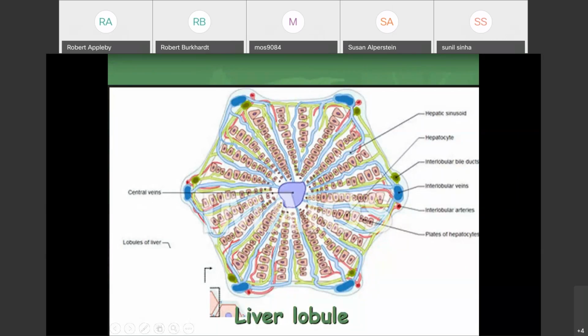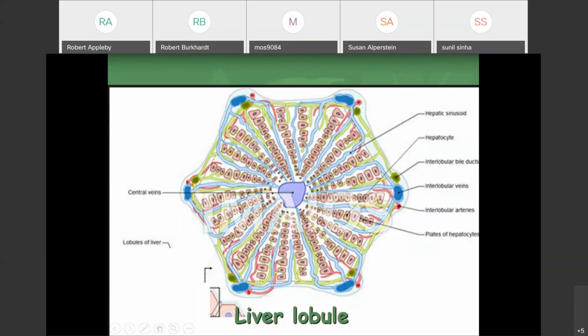Normal liver has the central vein and portal triad. Portal triad has arterial, bile ductal, and vein. And then they're very organized going to central vein. And that's what we learn in histology. It's very important to understand the normal liver. And all the hepatocytes, they're very organized.